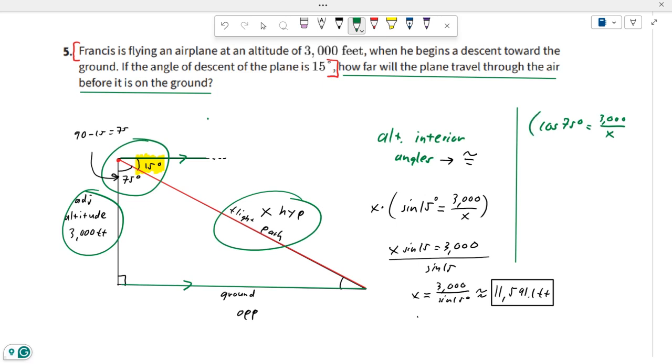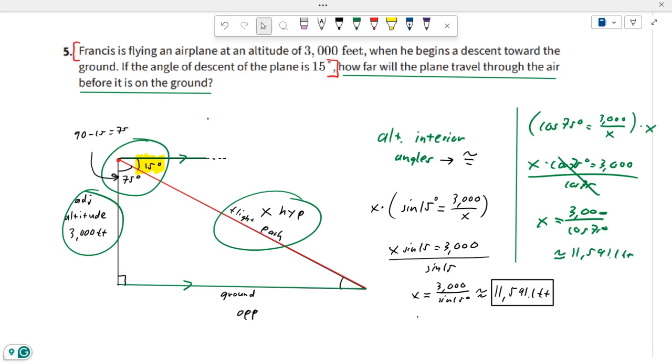So this certainly looks similar to the first way that we did this. Multiply by x, x times cosine 75 is 3,000. Divide by cosine 75. That goes away. And so x is exactly 3,000 divided by cosine of 75. And when you type that into your calculator, I'm not going to show it just because I want to move on here. But when you type that in, you get the same exact 11,591.1 feet that we got before. And we better get the same answer because both methods are perfectly valid.